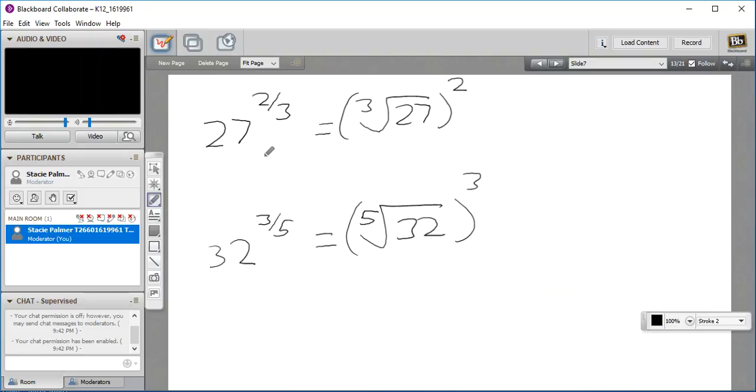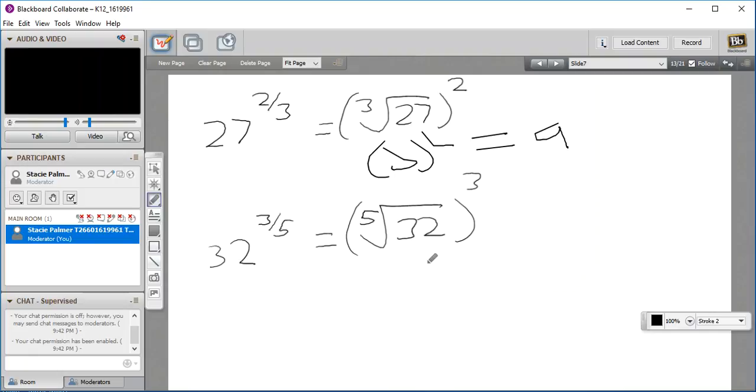Okay, let's look at another one. 27 to the 2/3 power. Notice that we take the bottom number of the fraction, that becomes our root, and the top number of our fraction, that becomes our exponent. So the cube root of 27, what do we multiply by itself 3 times to get to 27? That would be a 3, and then 3 squared equals 9.